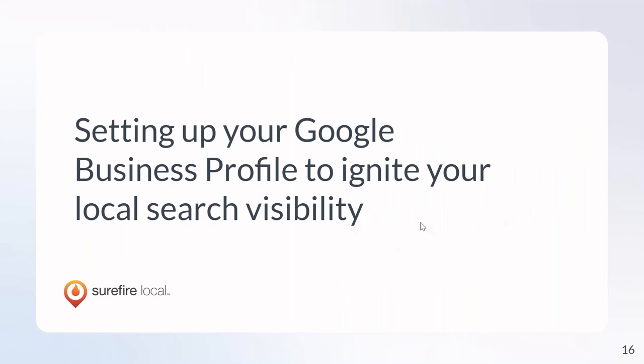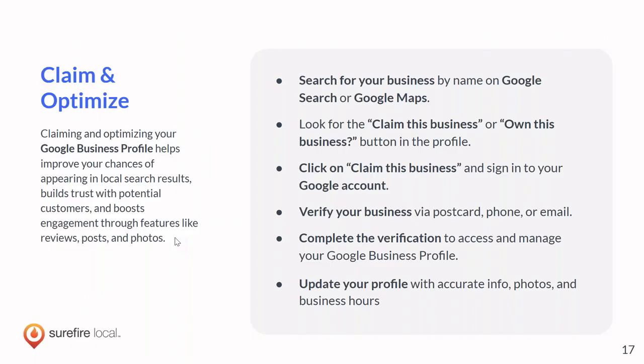Setting up your Google Business Profile to ignite your local search visibility. So claim and optimize. That's the first thing we tell everybody to do if they haven't. For a lot of businesses, the very first step to improving their impact within their community is to just claim their profile. Chances are you've all already done that. But you want to optimize. That means not just set up correctly, but consistently maintain and feed content into it. Claiming and optimizing your Google Business Profile helps improve your chances of appearing in local search results, builds trust, boosts engagement, etc.